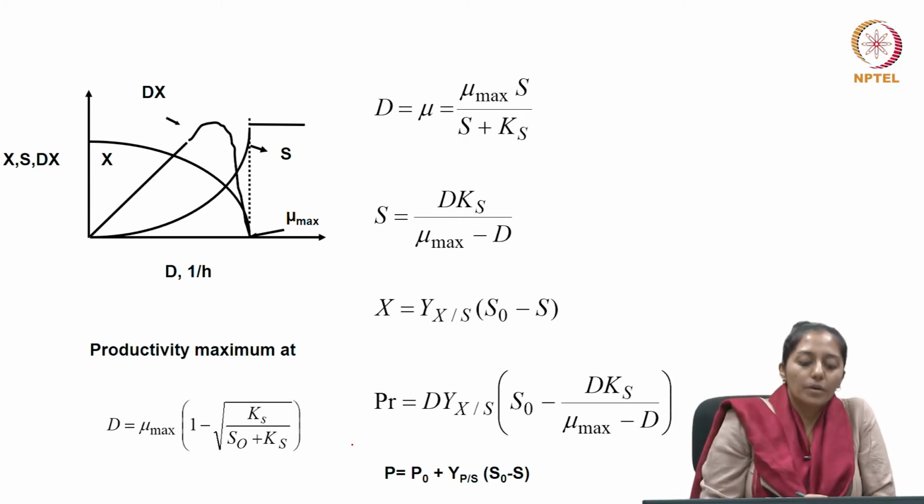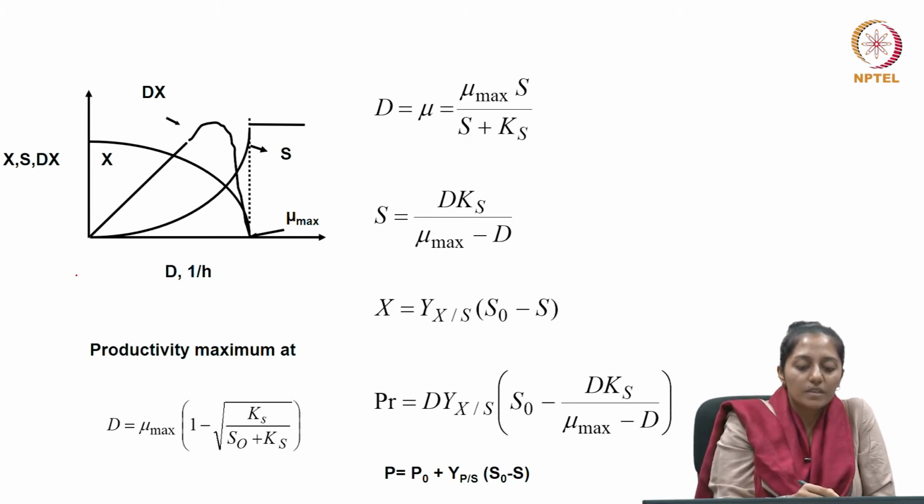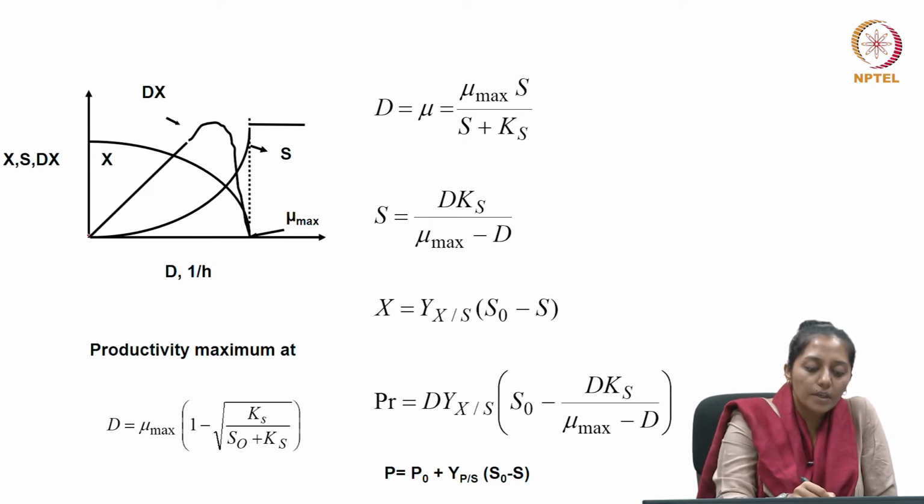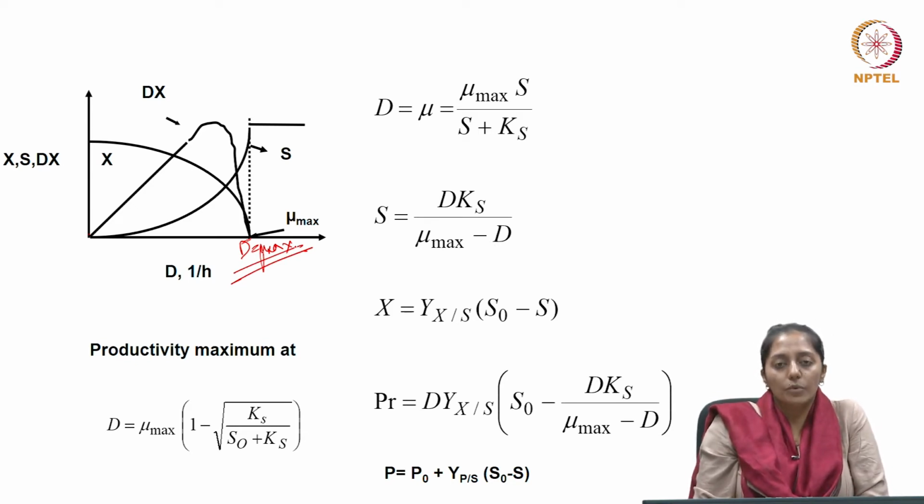If you make a plot of Dx, x and s versus D, how will it look like? It will look like as shown on the slide. Your Dx will keep on increasing linearly as the D increases, but beyond a point it will sharply decrease and your productivity will become nearly 0 at a D value which is equal to mu max. This is the point which we discussed in the last class as the washout point.